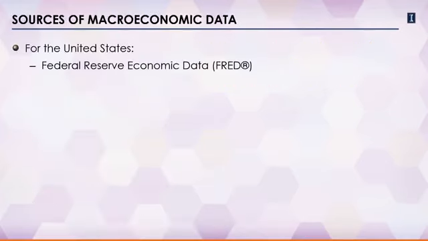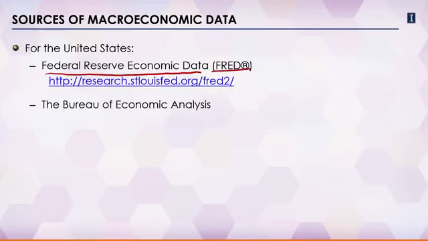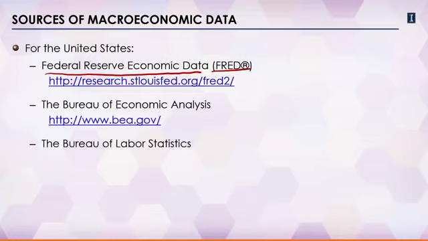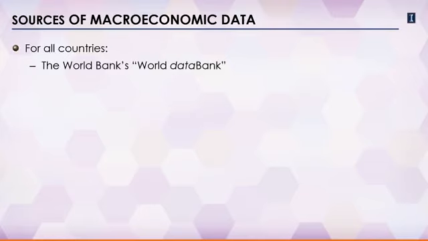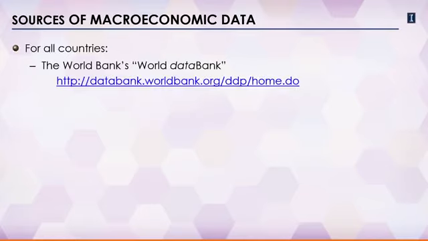As for the sources of data for the variables that we will be discussing in this course, if you are interested in the data for the United States, a very accessible source of data is the Federal Reserve Bank of St. Louis, the Federal Reserve Economic Data, or FRED. And here's the website. Another source is the Bureau of Economic Analysis. And a third source, a very important source, is the Bureau of Labor Statistics, and that's its website. For international data, a very good data source is the World Bank's Data Bank, or World Data Bank. That's the website for this one.